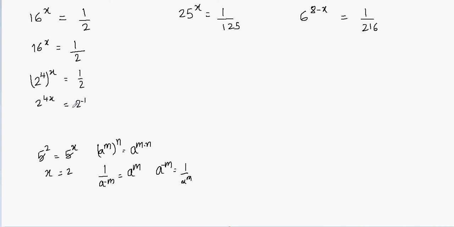So I have the same base. Using the one-to-one property, when you have like bases on each side, the exponents are just equal.